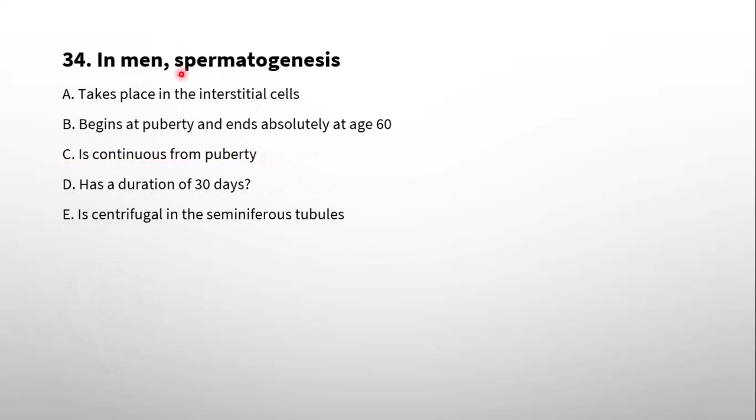34. In men, spermatogenesis: A says takes place in the interstitial cells. No. Begins at puberty and ends at 60? No. It continues from puberty? Yes. I think C.